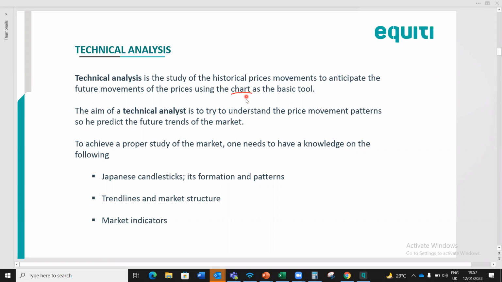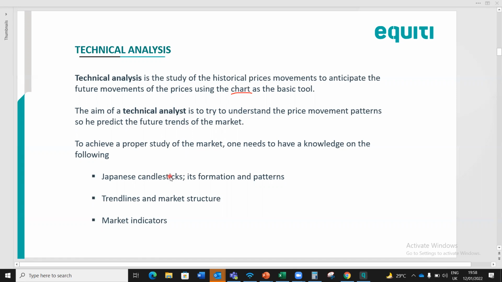All right. So with the help of the chart, we are able to study market movements, previous market movements, and then take a decision on where the market is also going. Now, the aim of a technical analyst is to try to understand price movement patterns so as to predict the future trends of the market. A technical analyst is someone who tries to understand how prices move in the market so that you'll be able to predict in future where those trends are moving to, the direction of the market. Is it going up or is it going down?